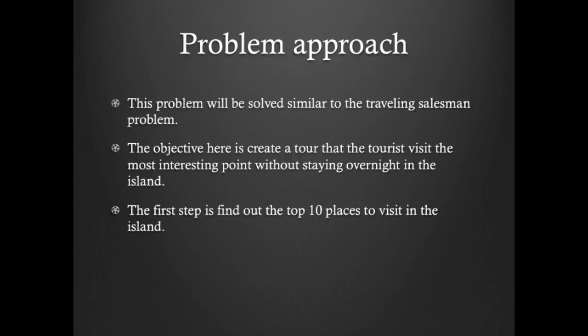The objective here is to create a tour where the person visits the most interesting points without staying overnight in the island. The first step to approach this problem is to find out the top 10 places to visit in the island, and after that, I will calculate the distance between those places and the pier. That's very important because the route has to start at the pier and end at the pier, because that's where you take the boat to get back to the big island.